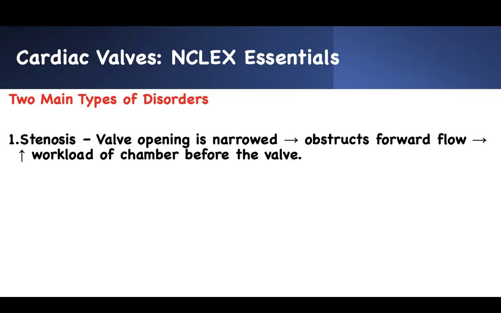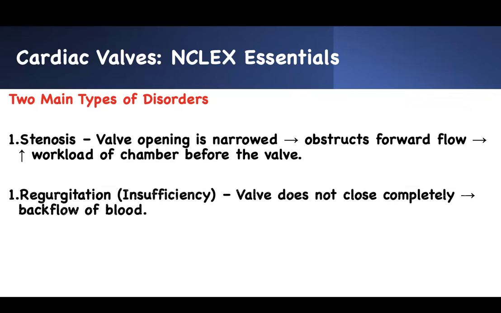You know we are having unidirectional blood flow through the valve, and that is the direction of the heart. Therefore, with obstruction of forward flow, what will happen? Blood will back up into the chamber before the valve. Back up into the chamber before the valve. And that can lead to symptoms related to that area of that chamber.